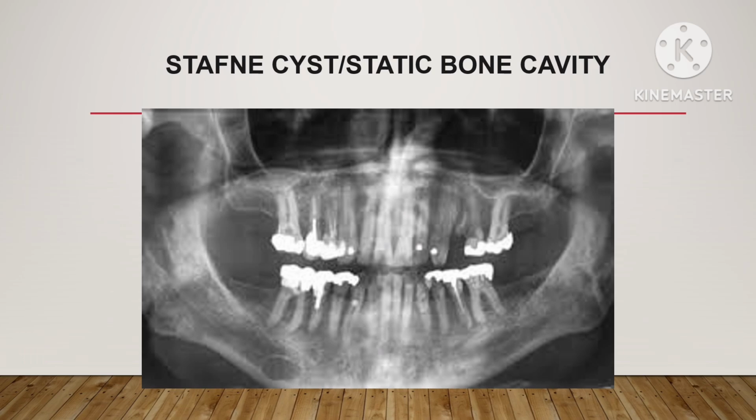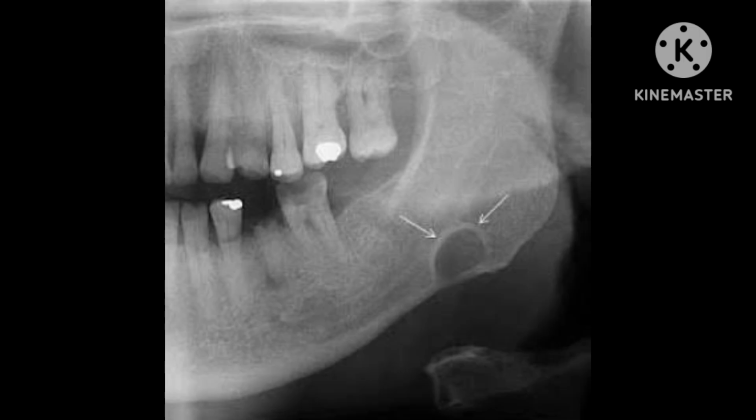The third pseudocyst we'll talk about is Stafne cyst, which is also known as static bone cavity or Stafne bone defect. It is a non-progressive, asymptomatic and benign developmental bone defect usually found in the posterior region of the mandible. On radiograph, it appears as a well circumscribed, round or oval radiolucency, and position is typically below the inferior alveolar canal and close to the lower border of the mandible. It is unique because it does not expand or change over time, and it is usually unilateral, though bilateral cases can also occur.